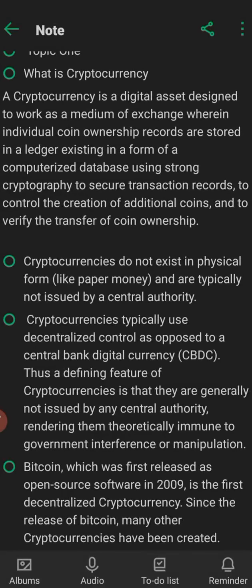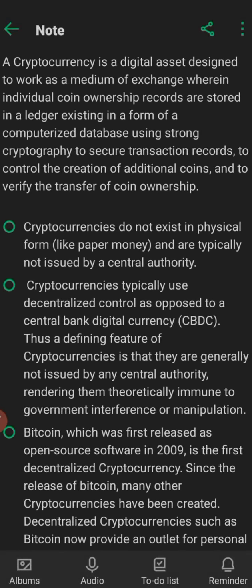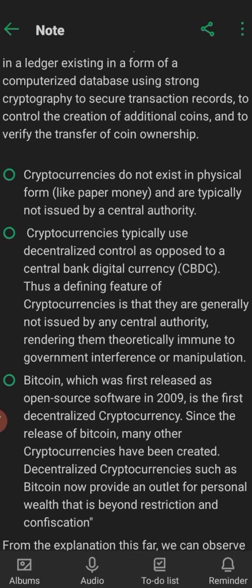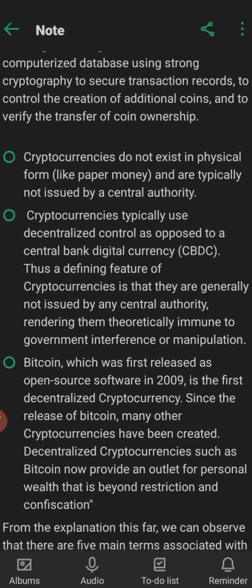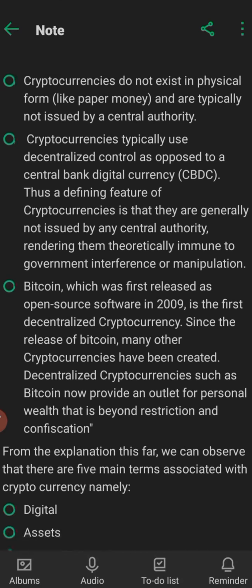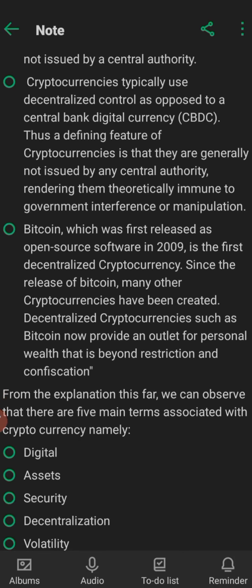Now, there are some key points we need to highlight. First of all, cryptocurrency does not exist in physical form like paper money. Also, they're not typically issued by a central authority. Also, cryptocurrencies use decentralized control as opposed to central bank digital currency. So, a defining feature of cryptocurrencies is that they are generally not issued by any central authority. Bitcoin, which was first released as an open software in 2009, is the first decentralized cryptocurrency. And since the release of Bitcoin, many other cryptocurrencies have been created.